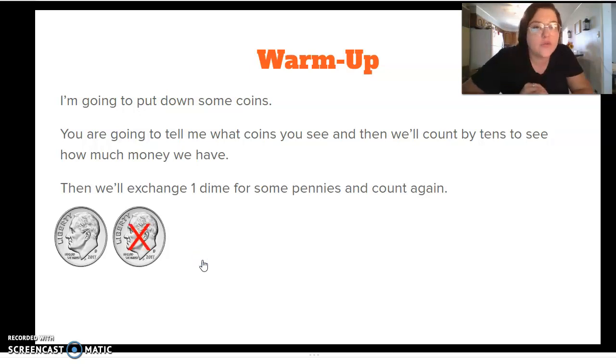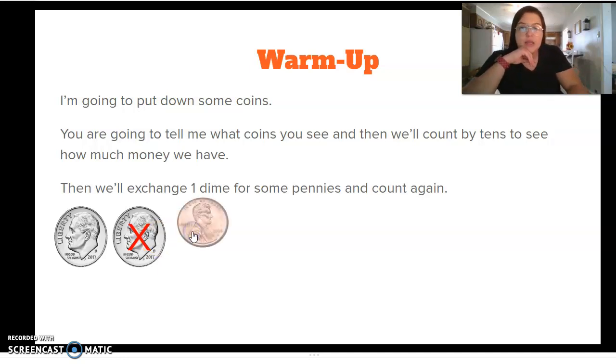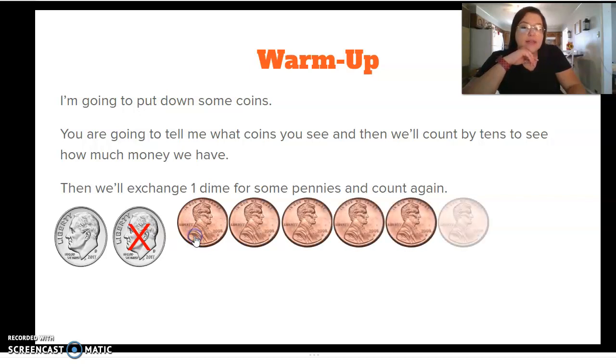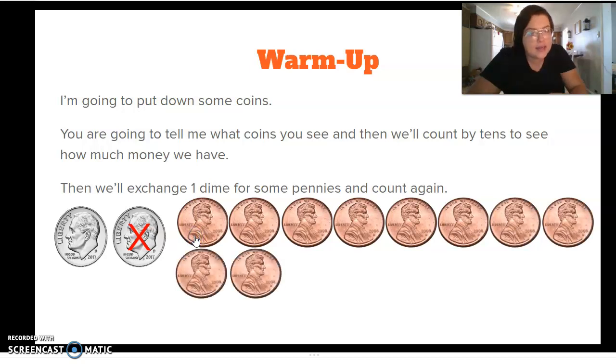If we took away one of those dimes and we wanted to replace it with just pennies, how many pennies would we need? We would need 10 pennies, because one dime is worth 10. So it takes 10 ones to make one dime. 10 pennies to make one dime. So 1, 2, 3, 4, 5, 6, 7, 8, 9, 10. We have 10 pennies. So we just exchanged one dime for 10 pennies.